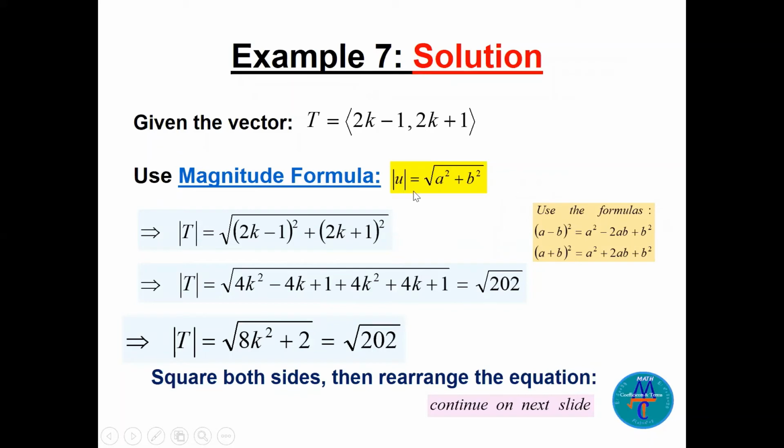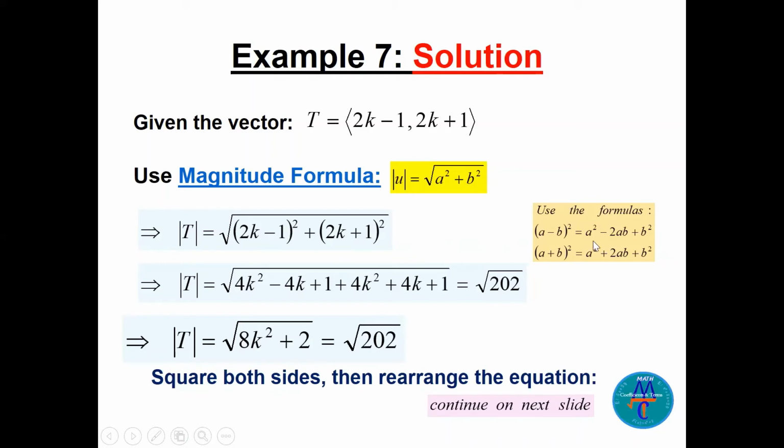The magnitude formula is magnitude of any vector u, that's the formula here in yellow, square root of a squared plus b squared. Now, the magnitude of t will be the square root of the first component here, (2k minus 1) squared plus (2k plus 1) squared. Now just expand using these formulas from the algebra. (a minus b) all squared. So this is like 2k minus 1. 2k is the a, 1 is the b. And we have here squared with the minus, here we have squared with the plus.